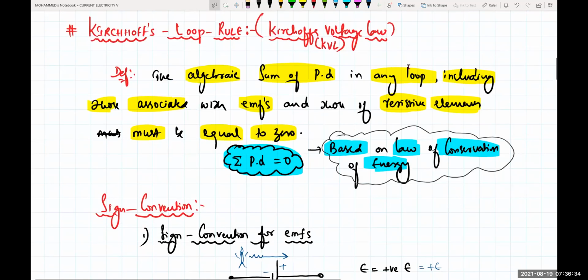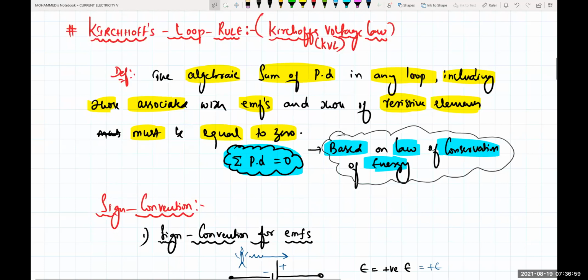Kirchhoff's loop rule, also known as Kirchhoff's voltage law, or also known as Kirchhoff's second law. This is the loop law, mesh law, or KVL. What is the definition of this one? The algebraic sum of the potential differences in any loop, including those associated with EMF and those of the resistance elements, must be equal to 0.